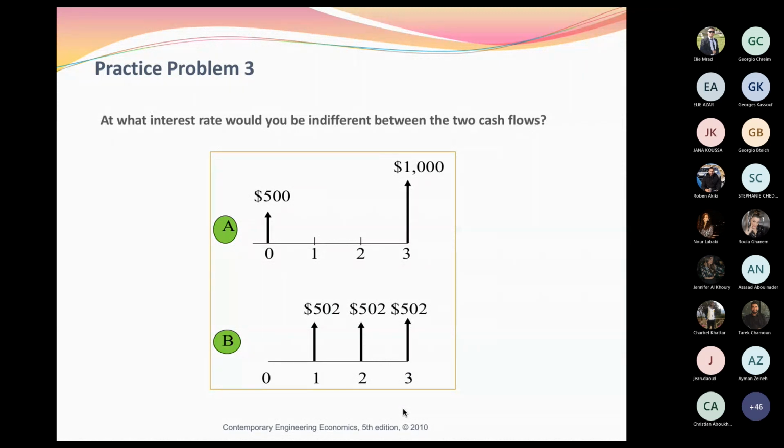At what interest rate would you be indifferent between the two cash flows? At what interest rate would you be indifferent? What does indifferent mean? You give me A or you give me B, I'm indifferent, it doesn't matter to me. So at what interest rate would you be indifferent between the two cash flows? Meaning at which interest rate are both equivalent, right? Or at which interest rate would you trade A for B?